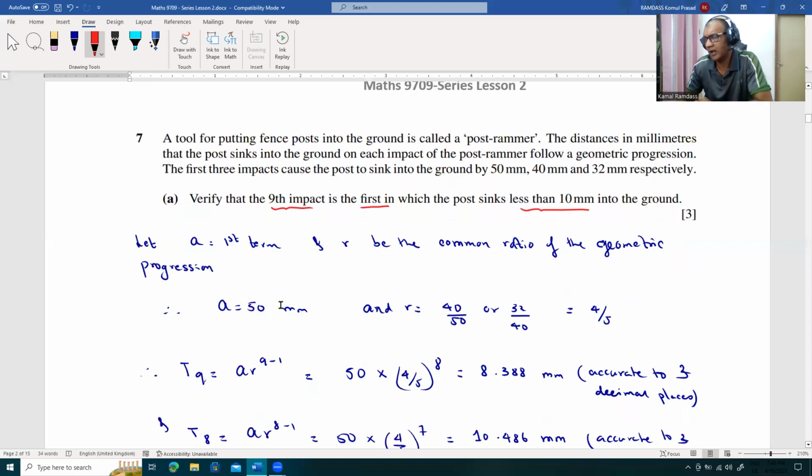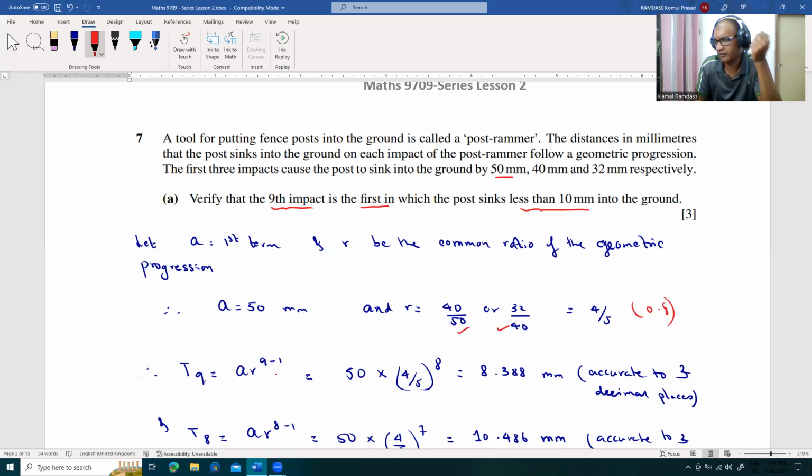OK? Pour geometric progression, nous utilisons A and R; pour arithmetic, nous utilisons A and D. Let A be the first term and R the common ratio of the geometric progression. Ça veut dire A est égal à 50 mm. R est égal à 40 sur 50 ou bien 32 sur 40. OK, next term divided by previous term. Bon, il y a 4 sur 5 et 0,8. Et the ninth term, c'est A R to the power of 9 minus 1.